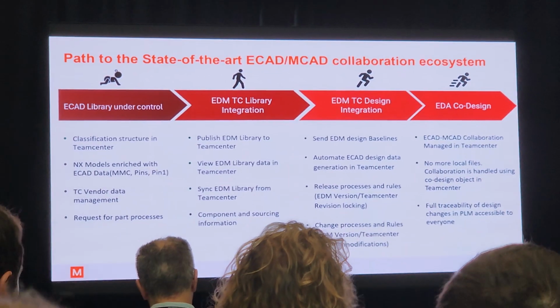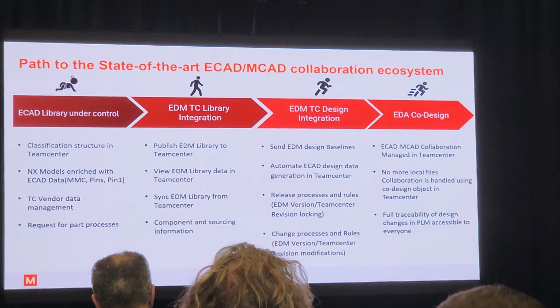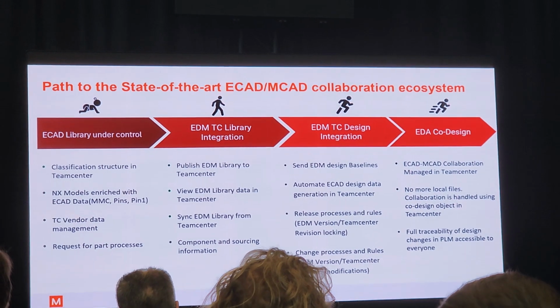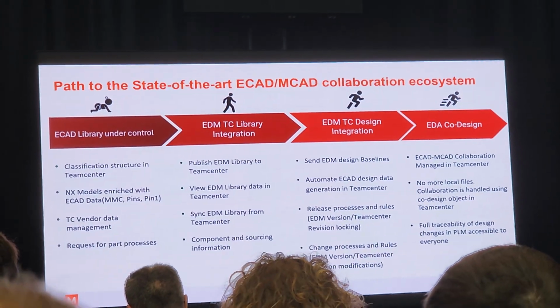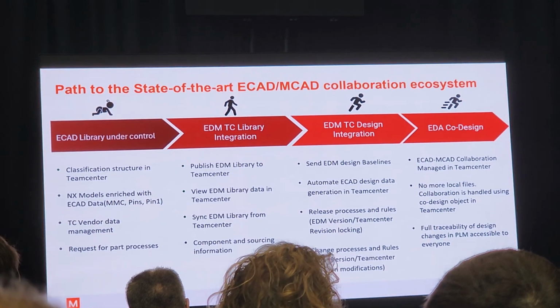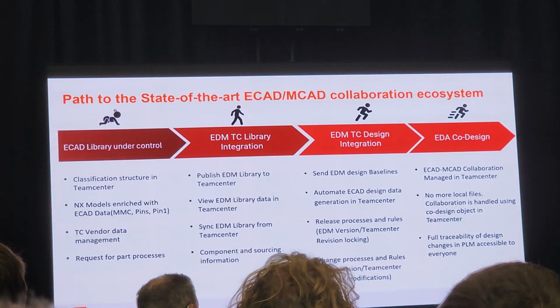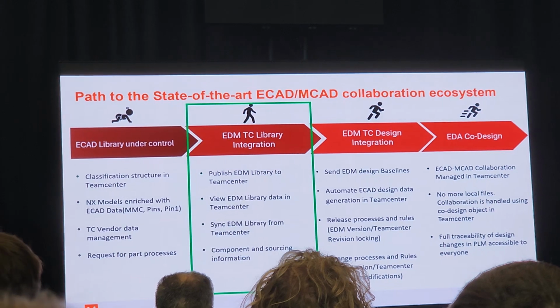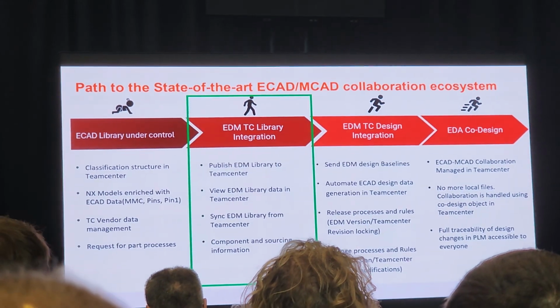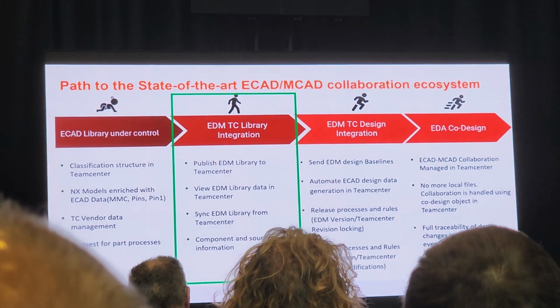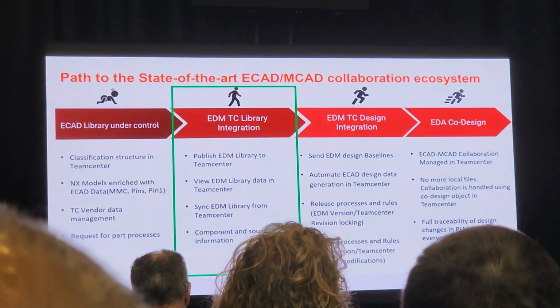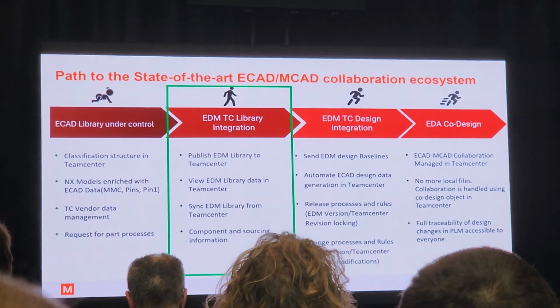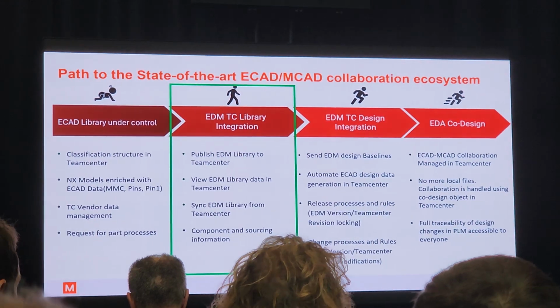This is the first step. Metadata, 3D geometry, footprint information. Okay? Sounds good? Perfect. Second step. Now, I'm a librarian. I create a component in my EDM library. How do I push all this information automatically?